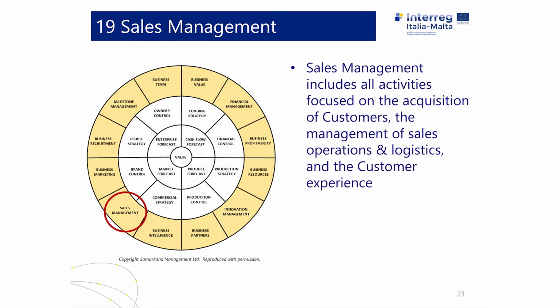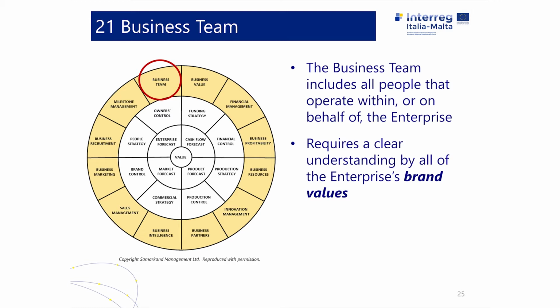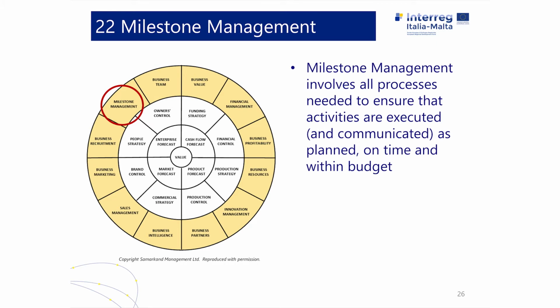Moving now to the quadrant relating to management, business recruitment includes all activities needed to get the people on board that you need in order to meet the people strategy. And that means developing and building your business team. It requires a clear understanding by all of the enterprise's brand values so that you get the right people. And the management here relates to milestone management, all the processes needed to ensure that activities are executed and communicated as planned, on time and within budget.